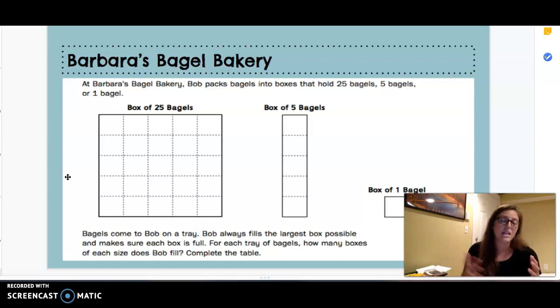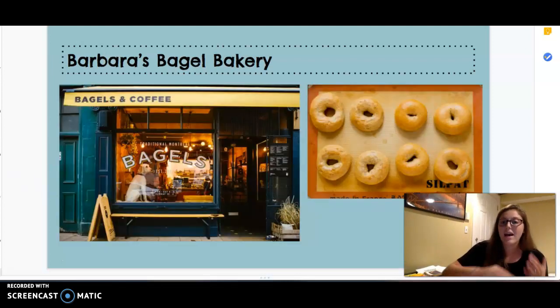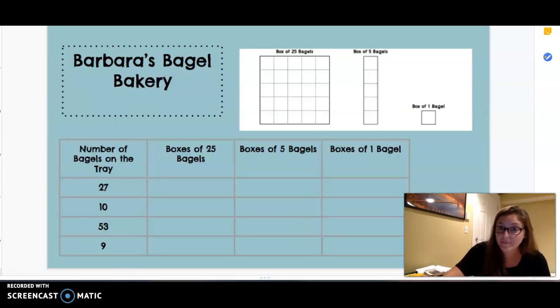So before we get into this actual work, I really want you to picture this in your head. Bob works at a bakery. His bagels come to him in trays. They need to be in boxes when he gets an order of boxes of 25, boxes of 5, and boxes of 1. He wants to fill the largest boxes first, and then he'll move on to the smaller boxes. So we need to help him with his orders. Keeping your information of these boxes in mind, we need to think, okay, how would Bob box these bagels?